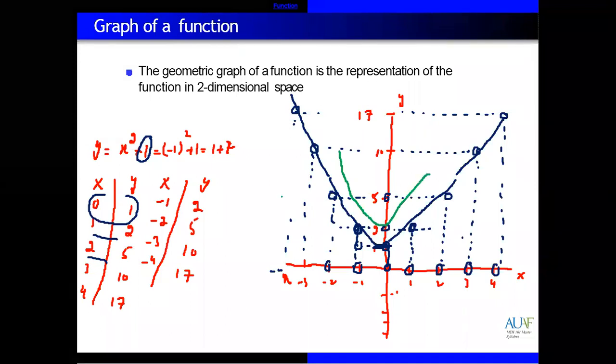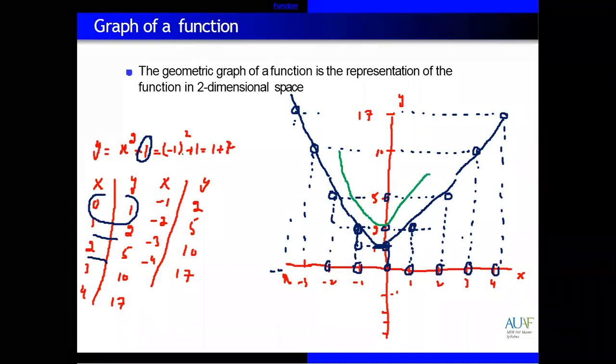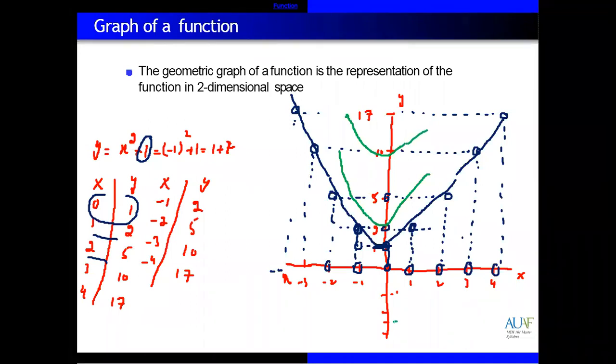If we have 3 here, then graph will start from 3. If we have x square plus 10, so graph will start from 10. If we have negative values like minus 2, minus 3, let's suppose if we have x square minus 3, so graph will start from minus 3 here, like this one. So this is how to draw graph.